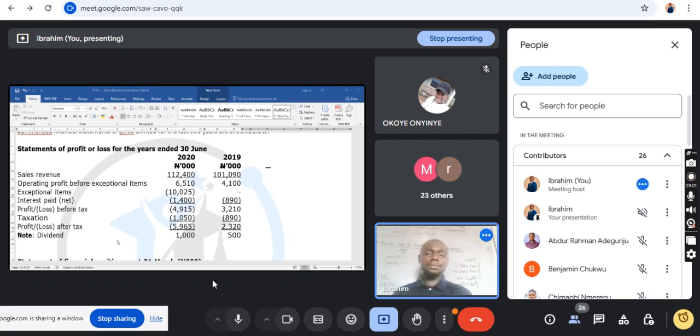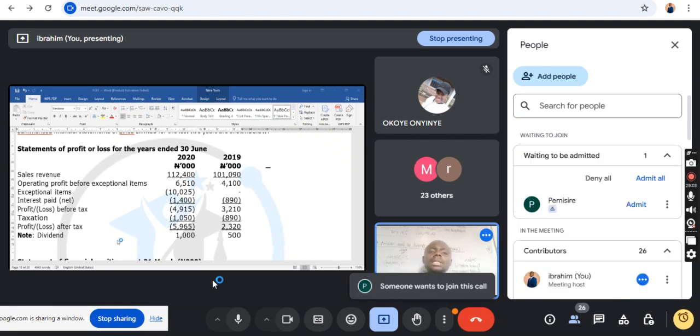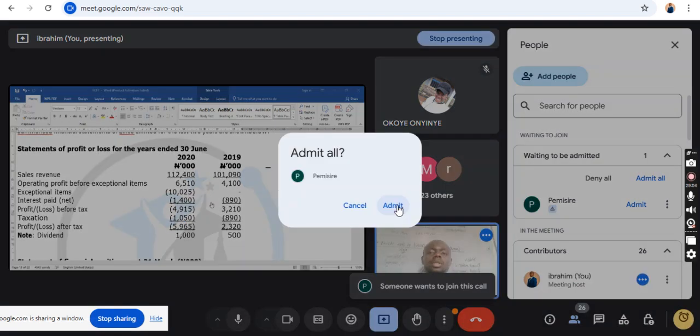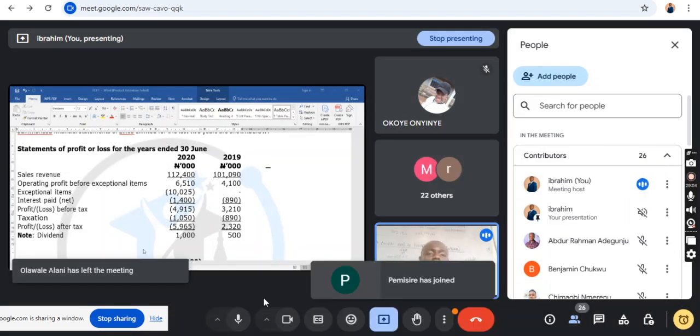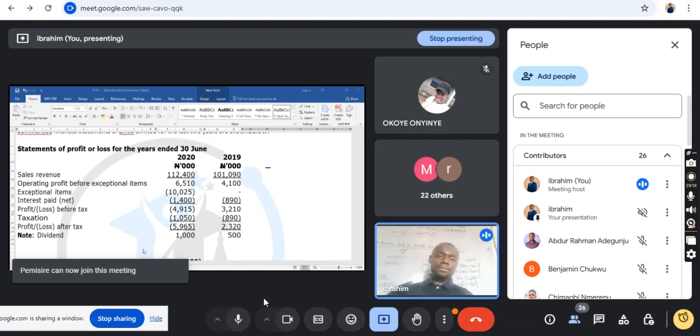Exceptional items are one-off, right? That does not occur regularly. Now, if you want to take over, you will not consider these exceptional items when you want to calculate anything that you want to calculate. You will not consider what? Exceptional items. Do you know why? Because these exceptional items are one-off.